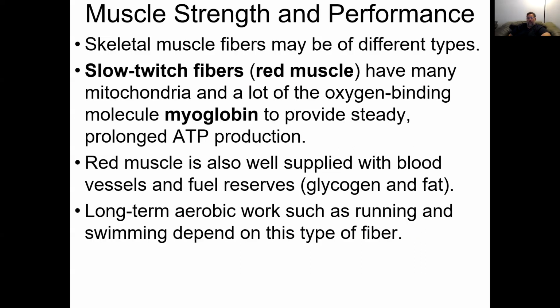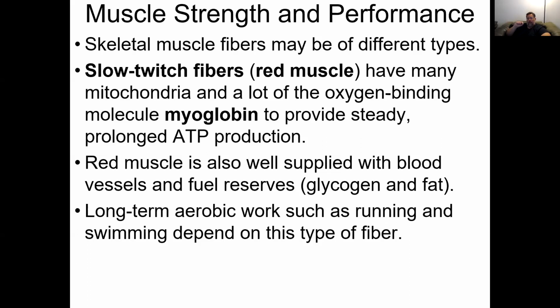So let's go back to skeletal muscles now and talk a little bit about muscles in regards to strength and performance. Skeletal muscles come in different varieties. Some of them are what we call slow twitch fibers. They tend to be dark red in color, and they have more mitochondria associated with them. These tend to be muscles that have a lot of endurance. So these are the muscles that help you stand up all day and walk long distances.